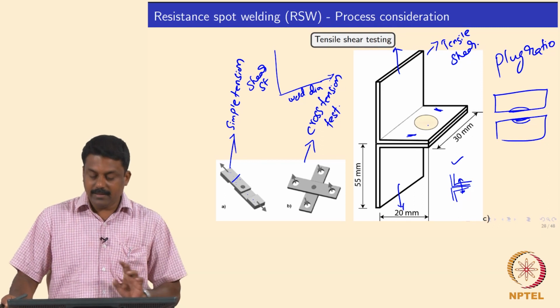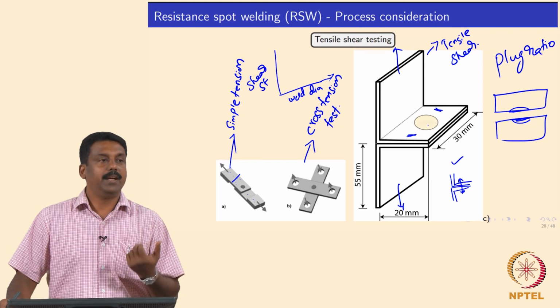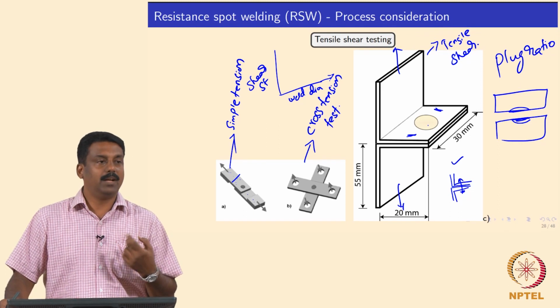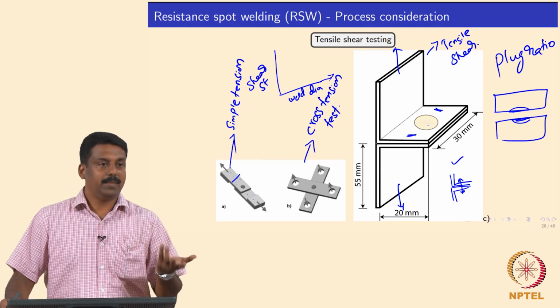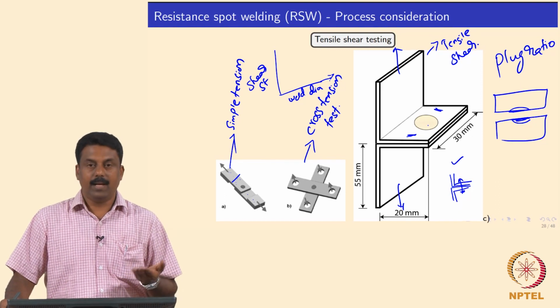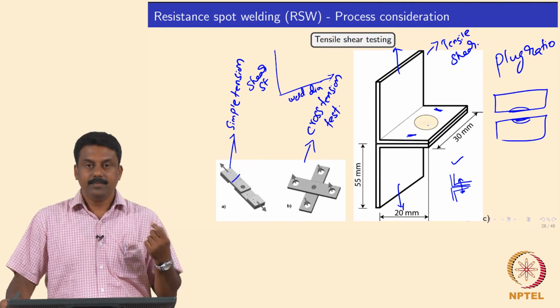In the same way, in this test also we will identify the strength required to cause a failure and identify the plug size after the failure. If the plug size is the same as the weld nugget diameter, that means the plug ratio is 1. That is the ideal case you can achieve, because the failure did not happen at the weld, the failure happened elsewhere. Yes, it is clear.